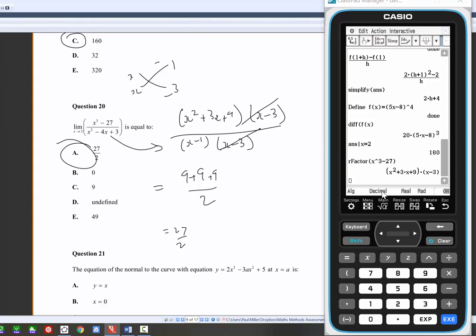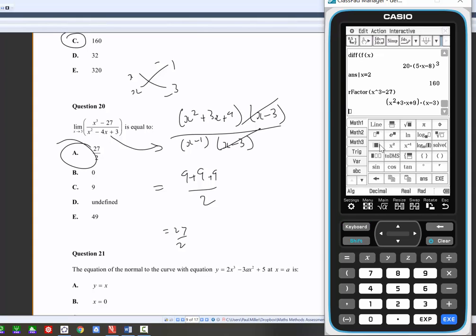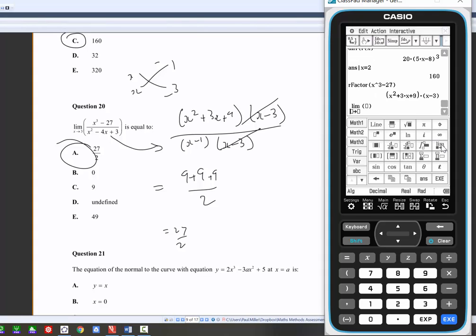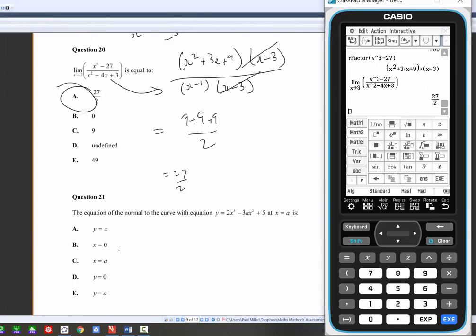The calc does limits as well, but it's pretty cumbersome and it's probably quicker by hand. Limits are here as x approaches 3, and you're then simply going to type in your function x cubed take 27 all over x squared take 4x plus 3, 13.5, which is 27 on 2.